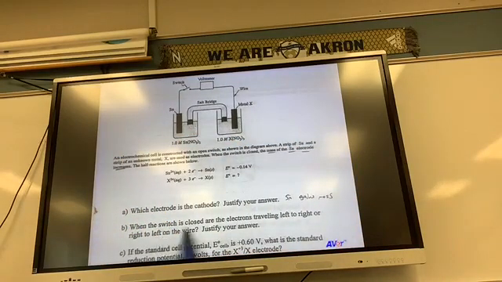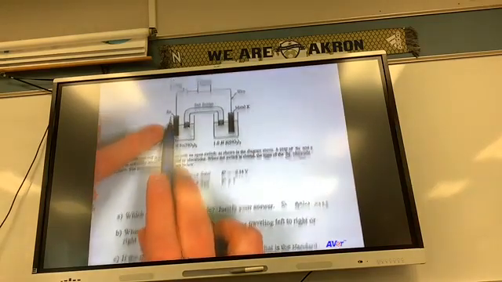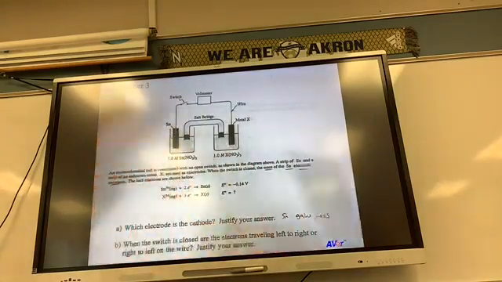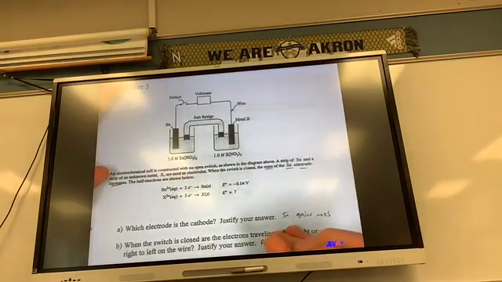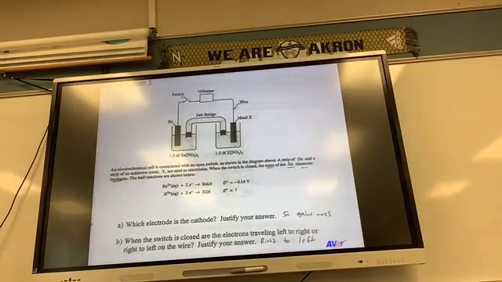When the switch is closed, are the electrons traveling left to right or right to left? Cathode, anode. Left to right. Wait. Where's the tin? From anode to cathode. They're definitely flowing from right to left. You've got to look at the picture. Thank you. From anode to cathode. That's the fat cat.